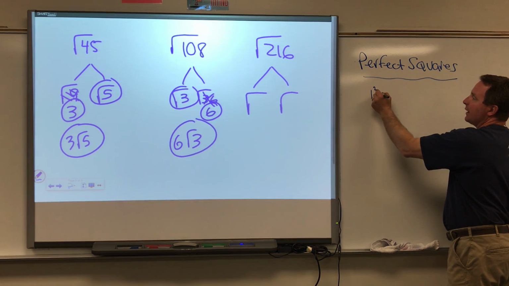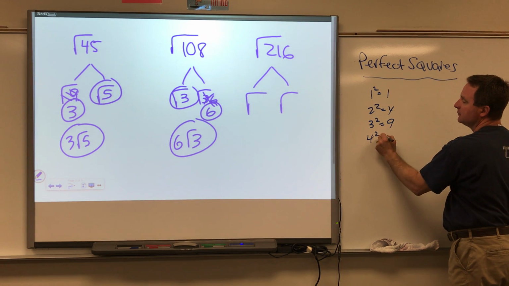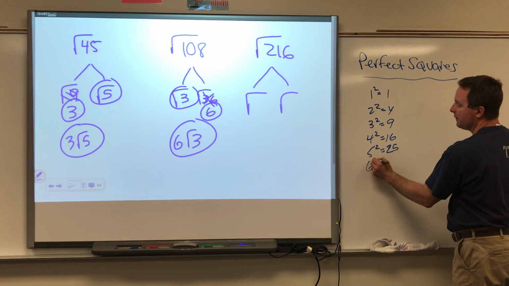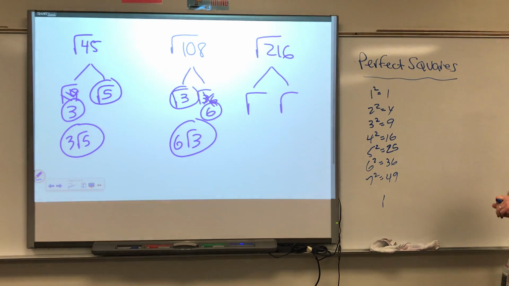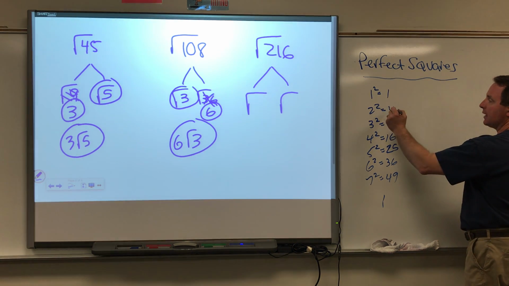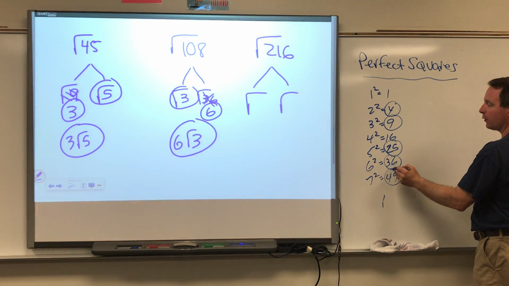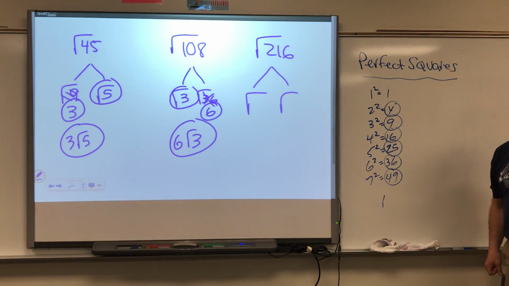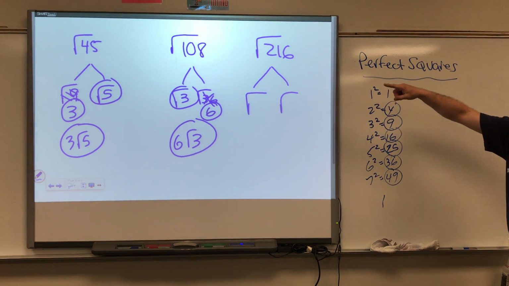While 1 squared doesn't help me, 2 squared is 4, 3 squared is 9, 4 squared is 16, 25, 36, and 49. We could keep going on and on. But really the main ones you want to check would probably be 4, 9, 25, 36, and 49. I guess you could try any of them. We just need to find one of those numbers that goes into 216. Sometimes it has more than one.